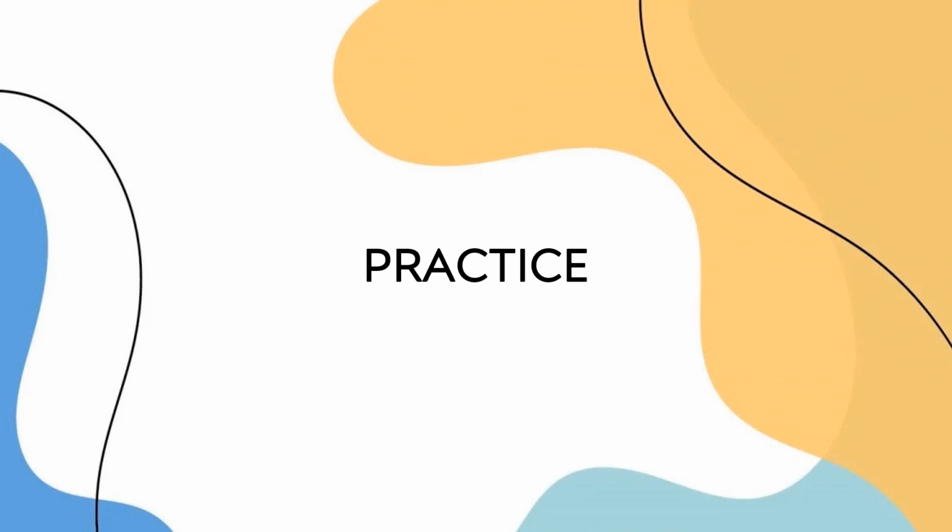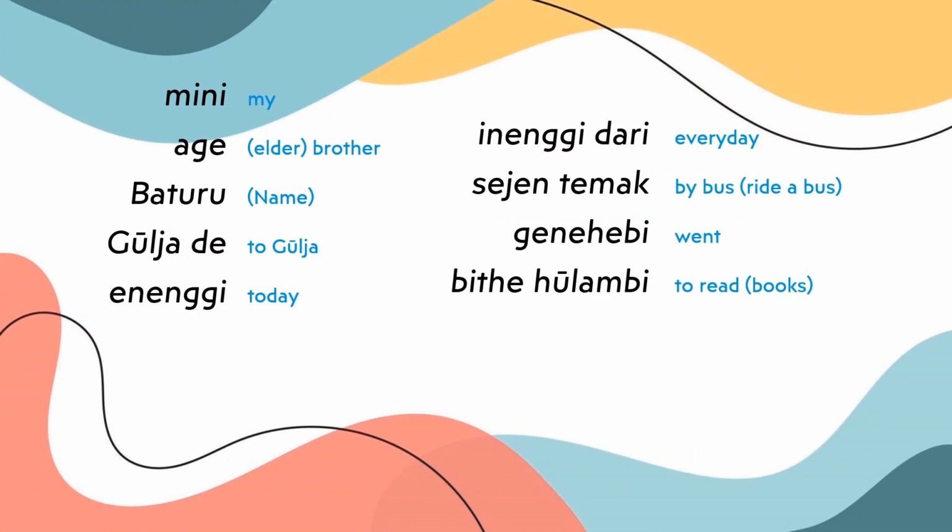Let's do some exercises. I will now give you some vocabulary or phrases, and I think you can build some sentences by yourself. Here we go. First, 민 means my. 아그 means the elder brother. Don't be confused by the spelling. They are not English words. They just look the same.